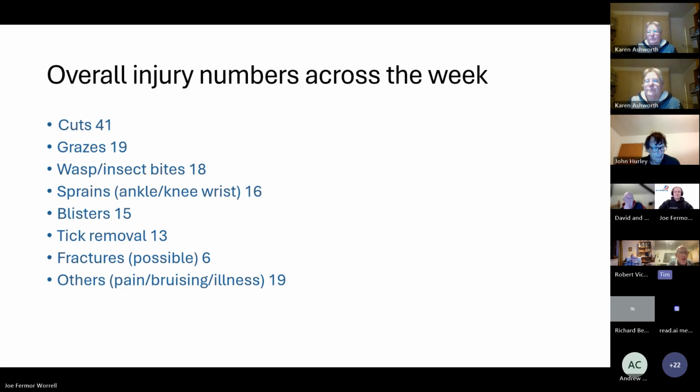So here we have a breakdown between some fairly arbitrary categories, right? So looking for the serious ones, fractures, and I put in brackets, possible. 6, so slightly more than 1 a day for one competition day, with roughly 2,600, 2,700 people participating every day. So that gives you a rough feel for what the injury rate is for the more serious ones. Cuts is the next one, and then you've got grazes. Wasp and insect bites were relatively high. Tick removal was also relatively high.